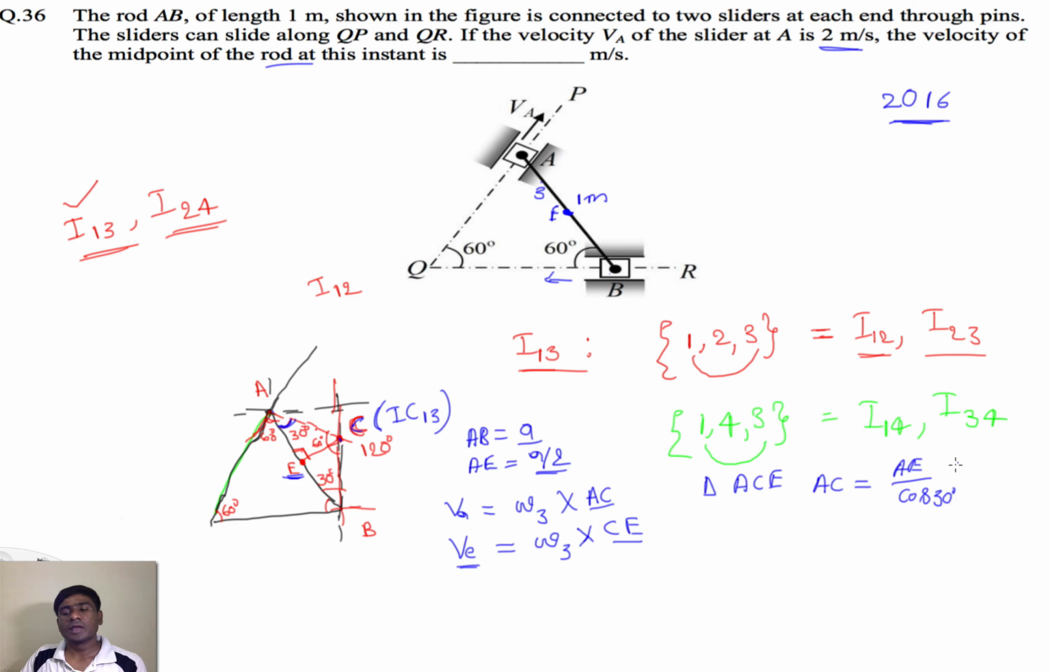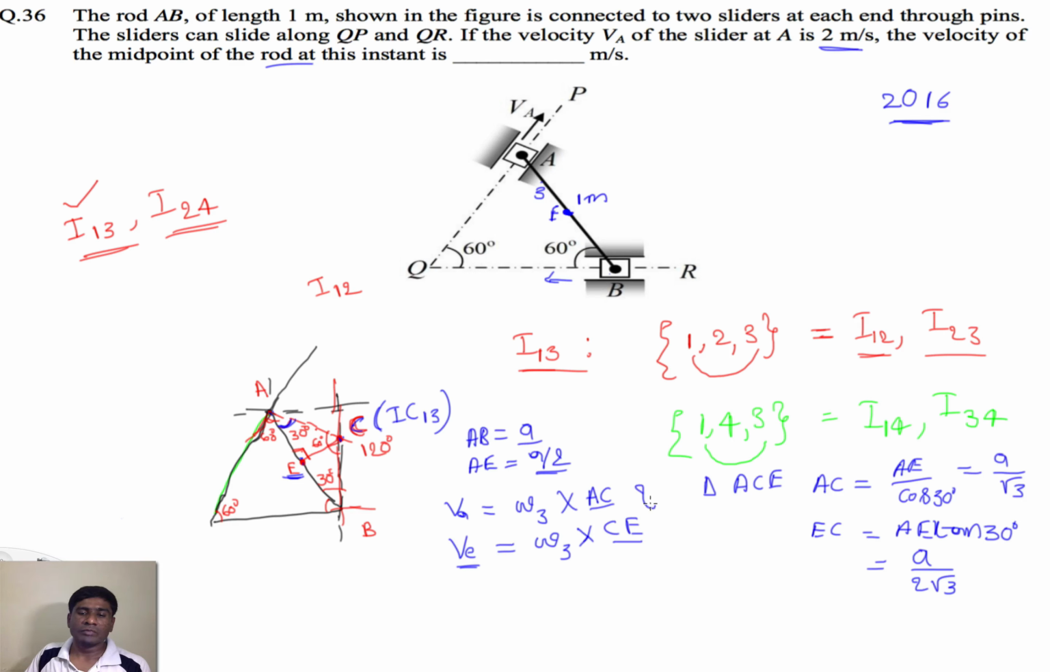What is AE? a by 2. What is cos 30? Root 3 by 2. That means AC equals a by root 3. And tan 30 degrees equals EC by AE, but we need EC. So EC equals AE into tan 30 degrees. AE is a by 2, and tan 30 equals, sorry, 1 by root 3. So this becomes a by 2 root 3.